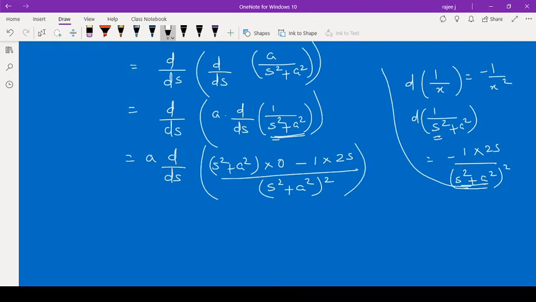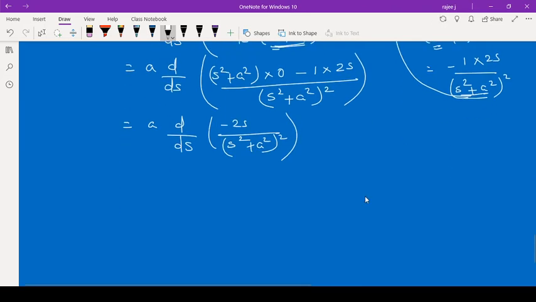So those who are good at differentiation can go this way. Okay, if you do not know this one, then just apply the direct formula and you will get that. Okay, so that is a into d by ds of, here this total, this becomes 0, and numerator it is minus 2s upon s square plus a square the whole square.